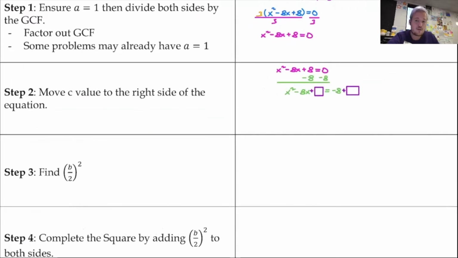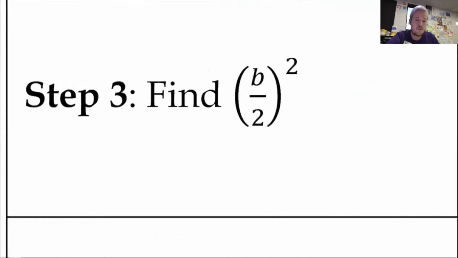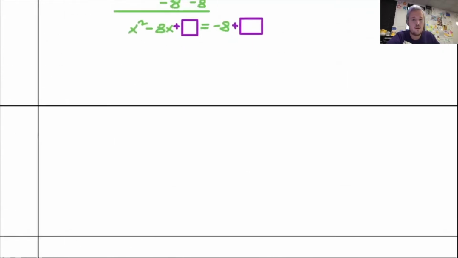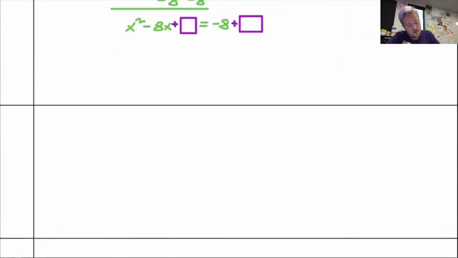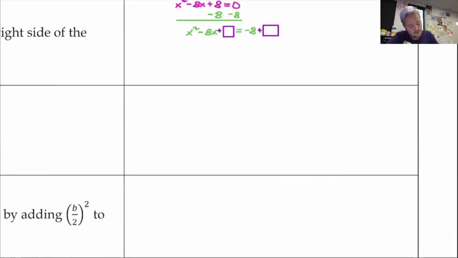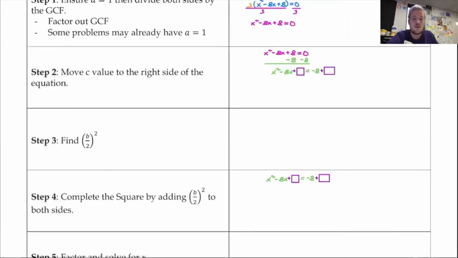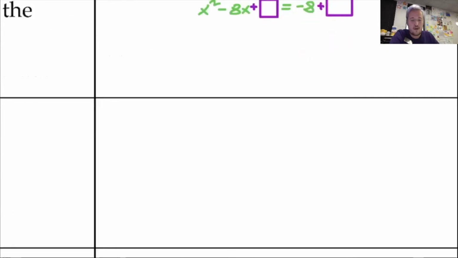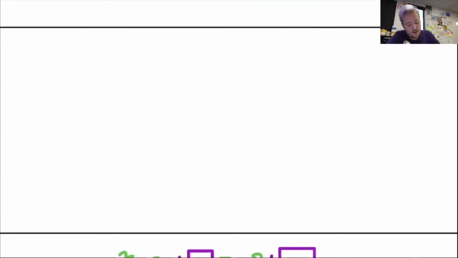So now we need to find what's going to go in that box. So that's what step 3 is going to be about. So step 3 is we want to find b divided by 2 squared, and that's what we're going to add to both sides, which is step 4. All right. So I'm going to copy this equation here down here for step 4. But in order to find the value that goes in those boxes, I'm going to go back here and do b divided by 2 squared.